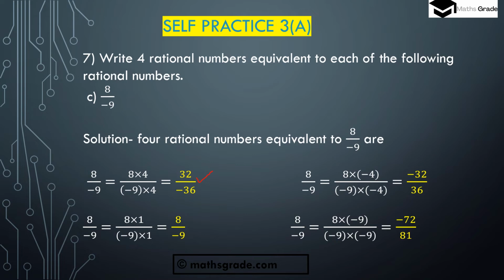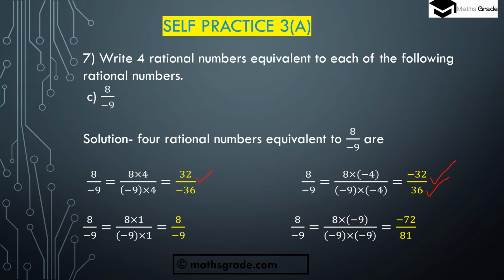If we multiply the number minus 4 with both numerator and denominator of 8 divided by minus 9, we get 8 multiplied by minus 4 is minus 32, and minus 9 multiplied by minus 4 is 36. So we get minus 32 divided by 36, which is equivalent to the rational number 8 divided by minus 9.